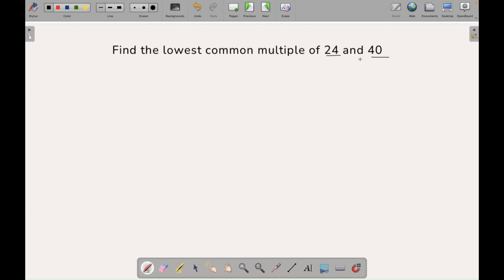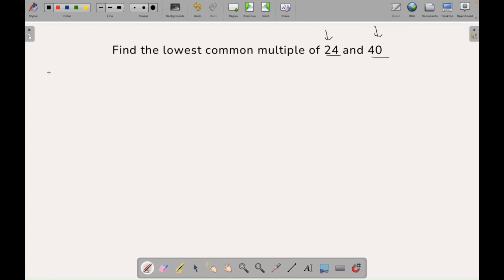Right, so we'll see how we can utilize the factor tree that we studied. First of all, a factor tree is useful when we want to find the prime factors. Remember this, we are not finding all the factors, we are just finding the prime factors. We'll build the factor tree for 24, we'll build the factor tree for 40 and then use that to find the lowest common multiple.